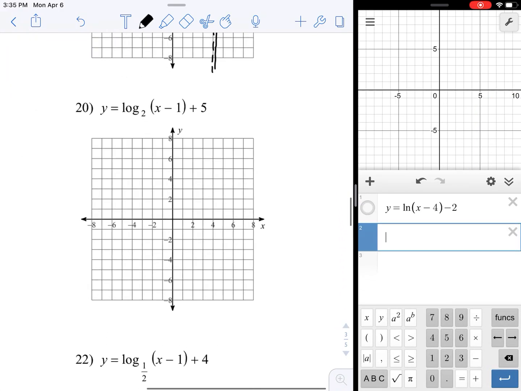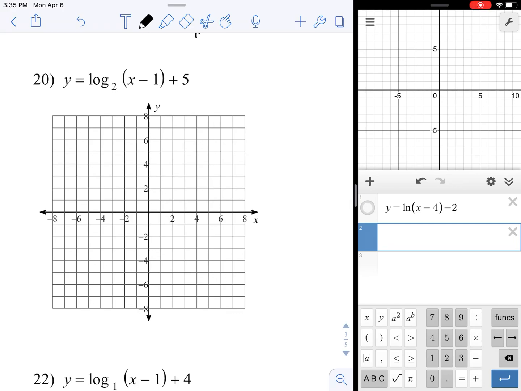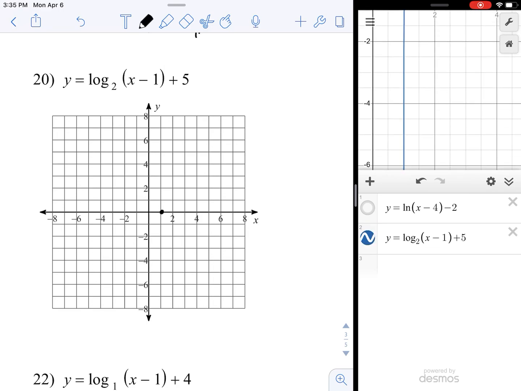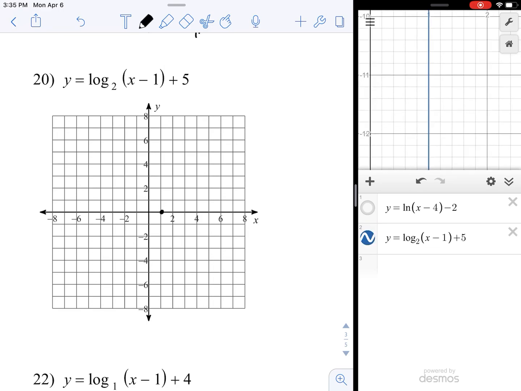Number 20. So y equals function log a. The base is 2. The argument is x minus 1. Then outside of parentheses we have a plus 5. So let's see. This one, the x-intercept is very reasonable. It's practically at 1, but not exactly at 1, because I think the vertical asymptote is 1.